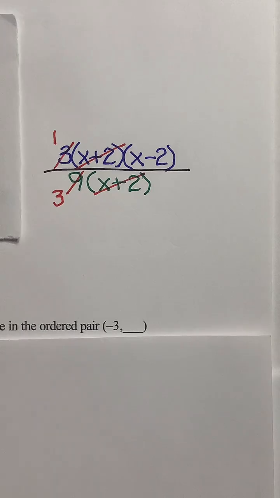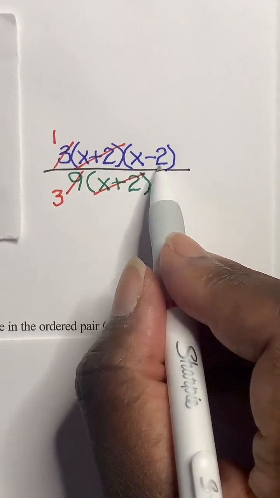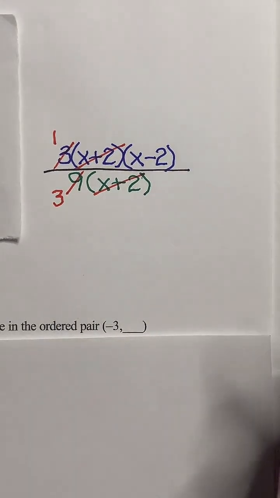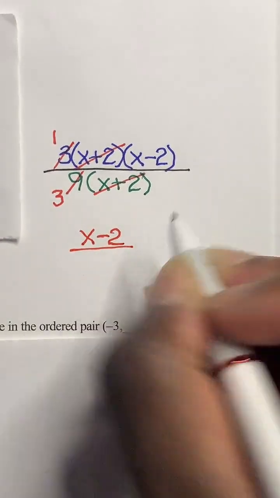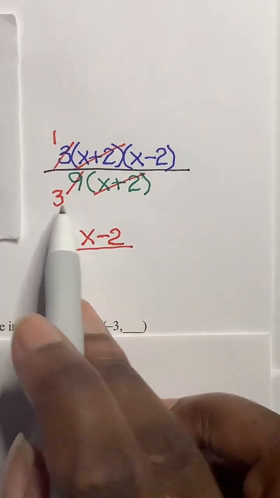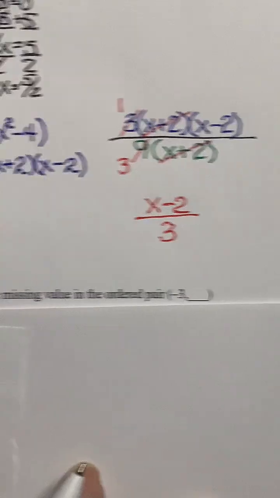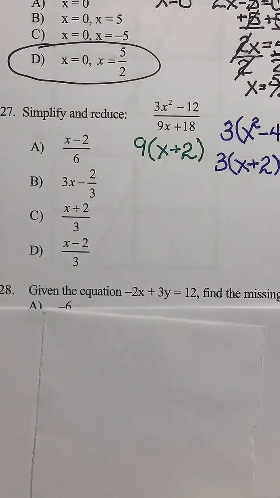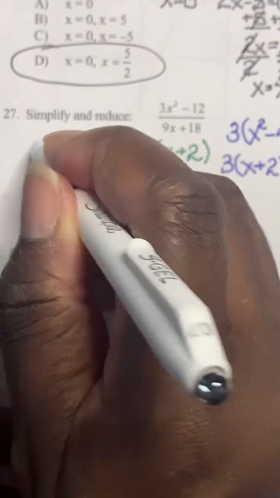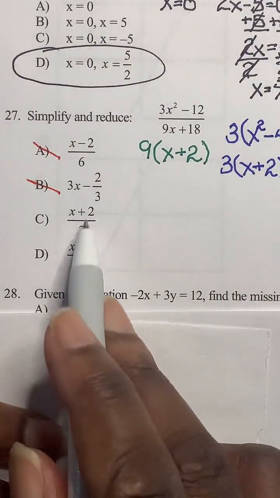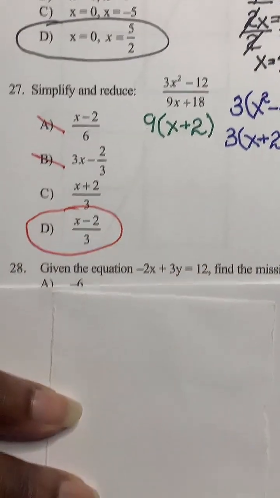Okay? So now we just need to figure out what we have left over. Well, we have a 1 times x minus 2. Well, 1 times anything is itself. So basically we have x minus 2 in the numerator, and then what's left in the denominator is my 3. So then we go to our answers. We have x minus 2 over 3. So it's not this, it's not this. These are close, but this is our answer, which is D.